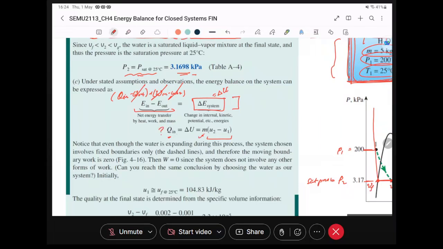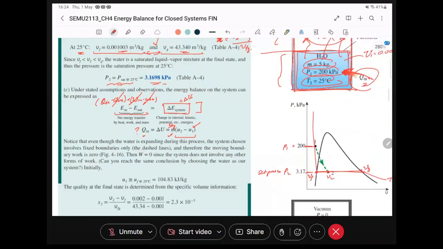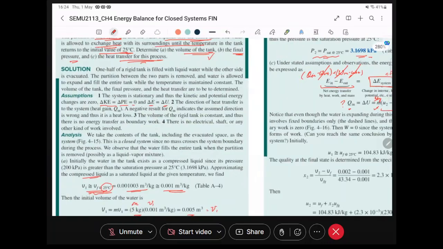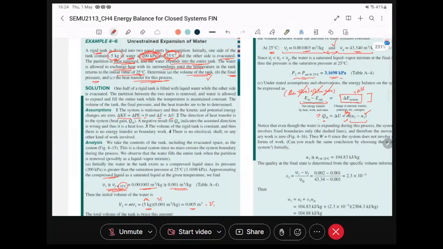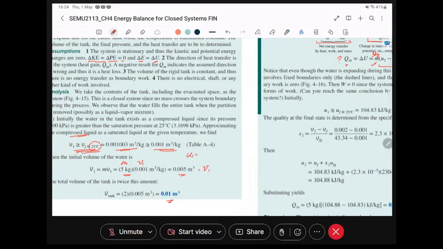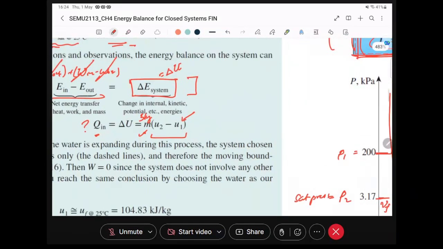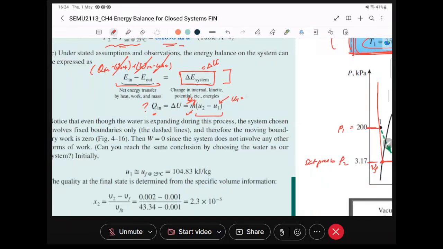The mass, we have it, 5 kg. U1, we also have it. We do. U1 is... Oh, we don't actually have U1. Okay, but U1 we can find as well. U1 is basically UF at 25 degrees Celsius. So it's something that we can find out quite easily. Okay, the problem is U2.